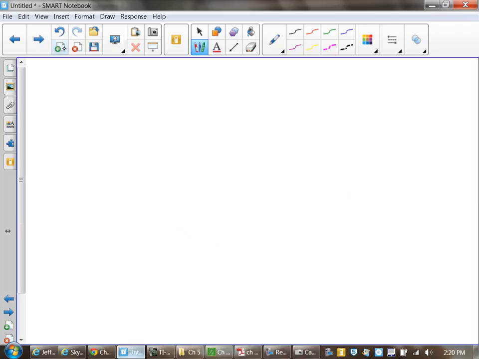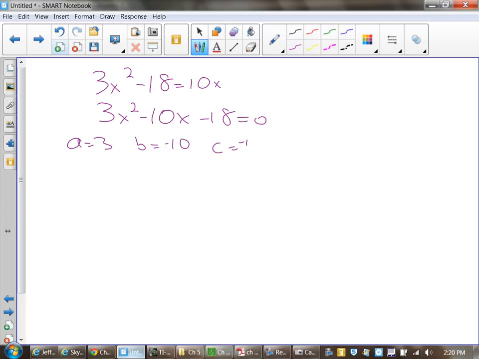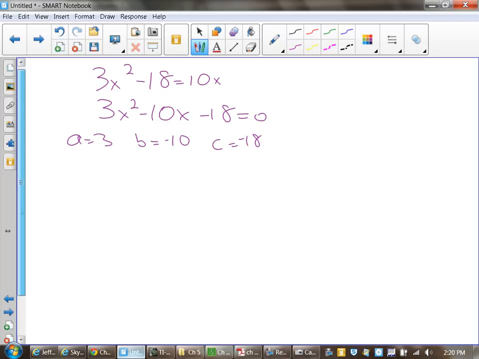Quadratic formula. 3x squared minus 18 is 10x. In order to use the quadratic formula, you've got to get everything on one side. Move the 10x. We have 3x squared minus 10x minus 18 is 0. Which means my A is 3, B is negative 10, and C is negative 18. At that point in time, most people will forget to put parentheses around the B value when they square it. Remember, x is the opposite of b plus or minus the square root of b squared minus 4ac all over 2a.